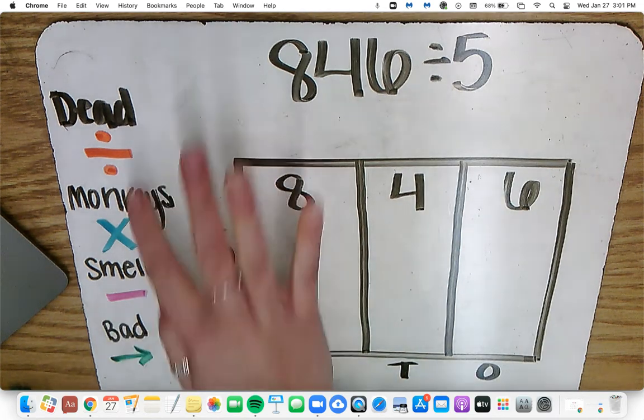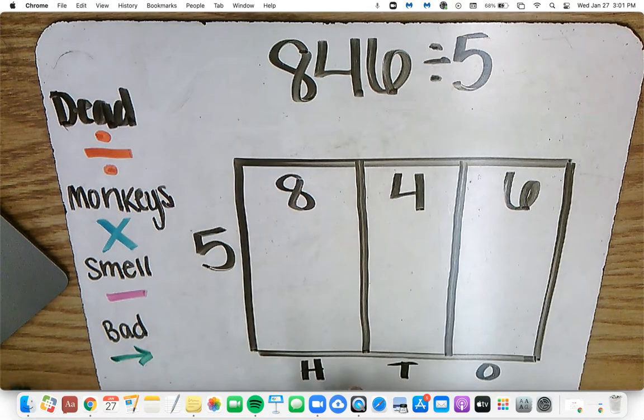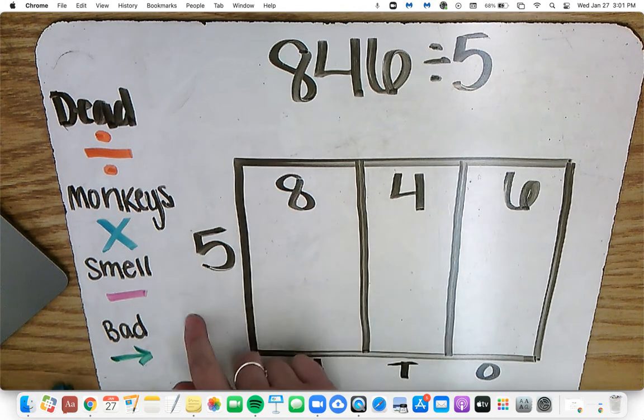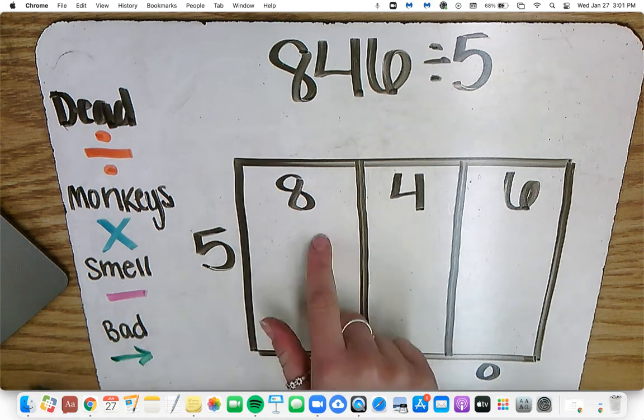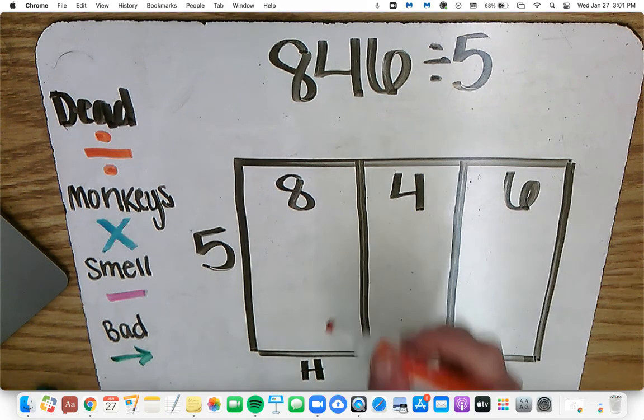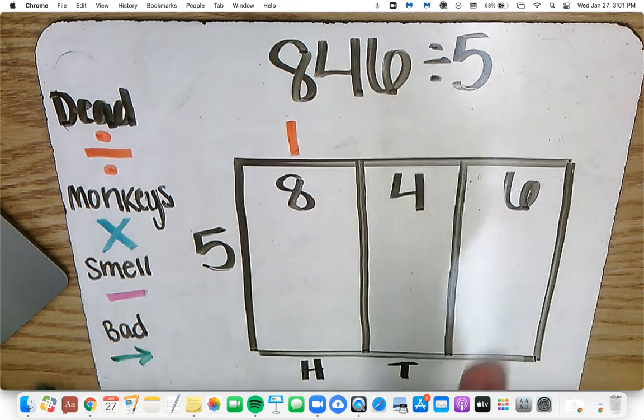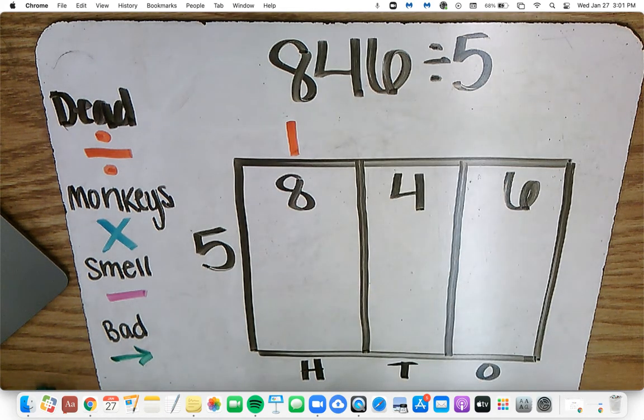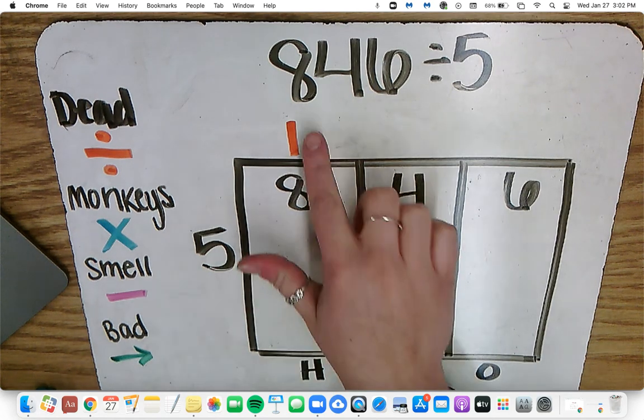So coming back to dead monkeys smell bad, now that our problem is set up, we need to divide 5 and 8. 8 divided by 5. How many times can 5 fit into 8? You might skip count to yourself. You might think of groups, but we can only skip count one time. 8 divided by 5 is 1 with some remainders, but we're not worried about the remainders yet. So we divided. 8 divided by 5 makes 1.